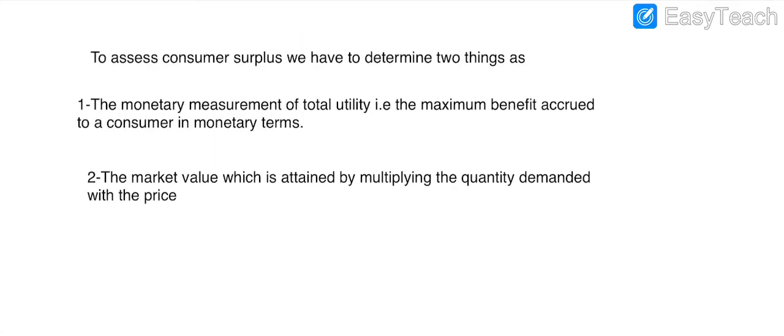See first, what are the two important things which determine the consumer surplus. First, monetary measurement of total utility, meaning the maximum benefit accrued to a consumer in monetary terms, that is, the benefit the consumer gets in monetary terms from consumption of the particular products which the consumer is purchasing. Second, market value. It means multiplying the quantity demanded by the price, what will be the market value of the products which the consumer is purchasing.